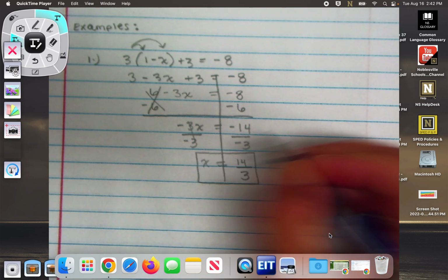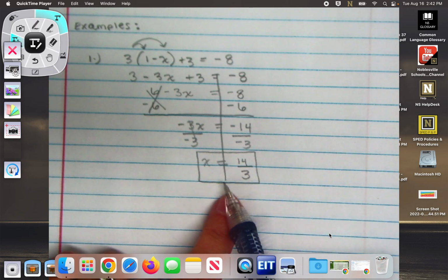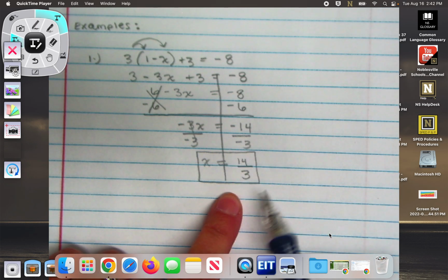Who can tell me why this is positive? Why is my final answer positive? Carson. Negative divided by negative is a positive. Fantastic. And yeah, this is gross. It's not an even number. It didn't simplify to a nice whole number, but it's fine. We'll be fine.